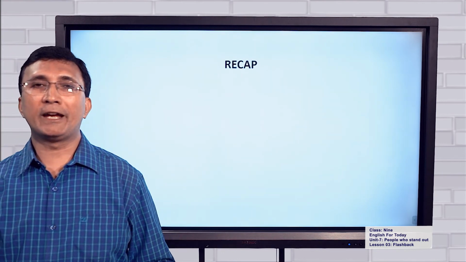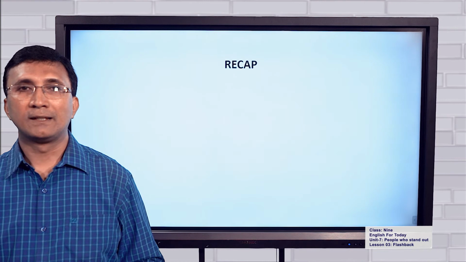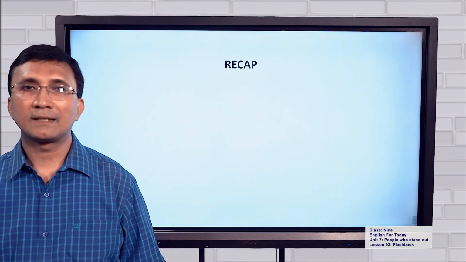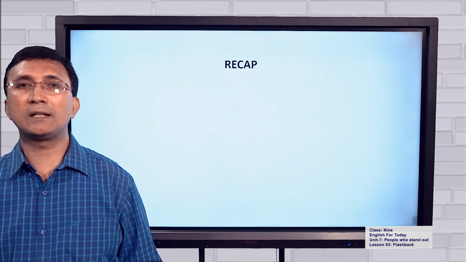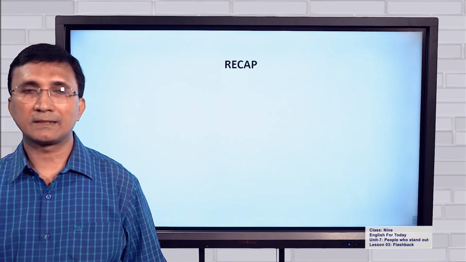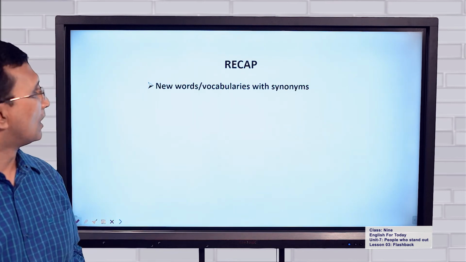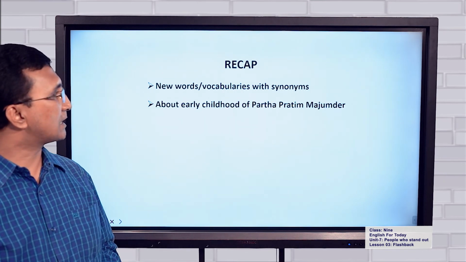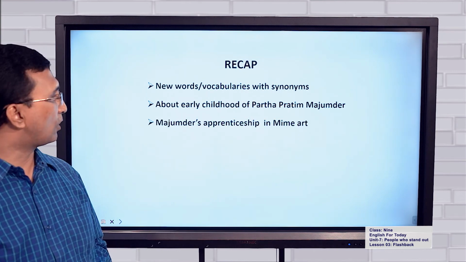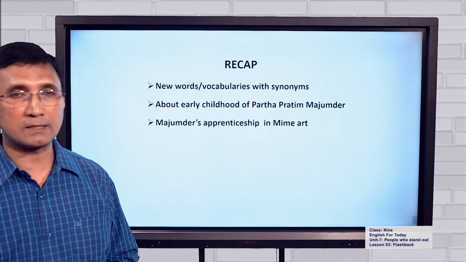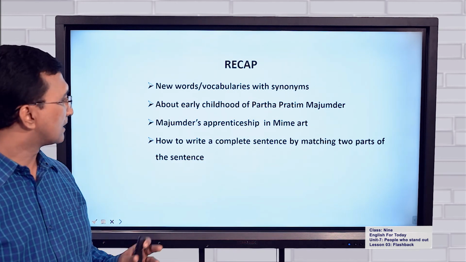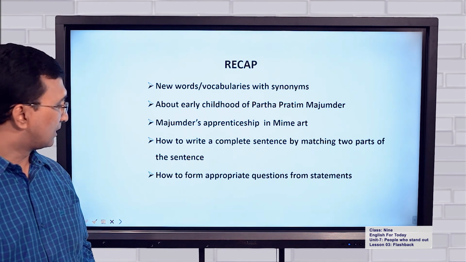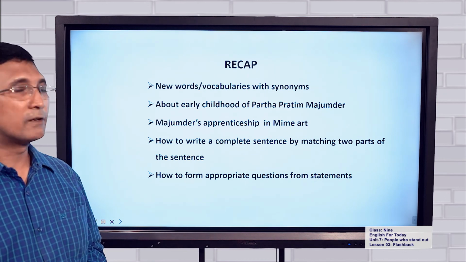Dear students, we have completed our text. We have also completed some activities like forming questions and matching. We have also learned some important words and their meanings. So, this is the time to recap. We have learned new words or vocabularies with synonyms. We have also learned about early childhood of Partha Pratim Majumder. We have also learned Majumdar's apprenticeship in mime art. Besides, we have learned how to write a complete sentence by matching two parts of the sentence. Along with this, we have also learned how to form appropriate questions from statements.